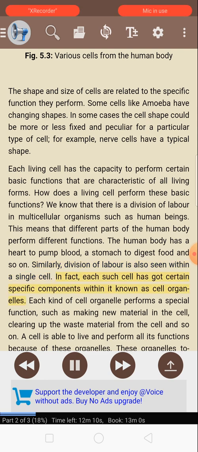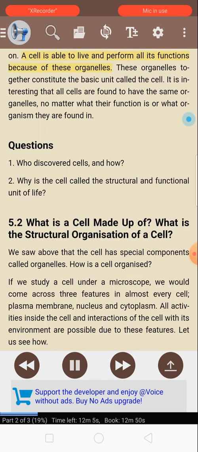In fact, each such cell has got certain specific components within it known as cell organelles. Each kind of cell organelle performs a special function, such as making new material in the cell, clearing up the waste material from the cell, and so on. A cell is able to live and perform all its functions because of these organelles. These organelles together constitute the basic unit called the cell. It is interesting that all cells are found to have the same organelles, no matter what the function is or what organism they are found in.